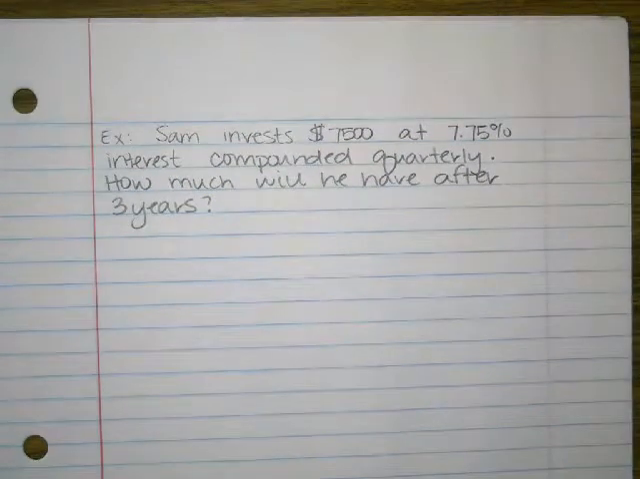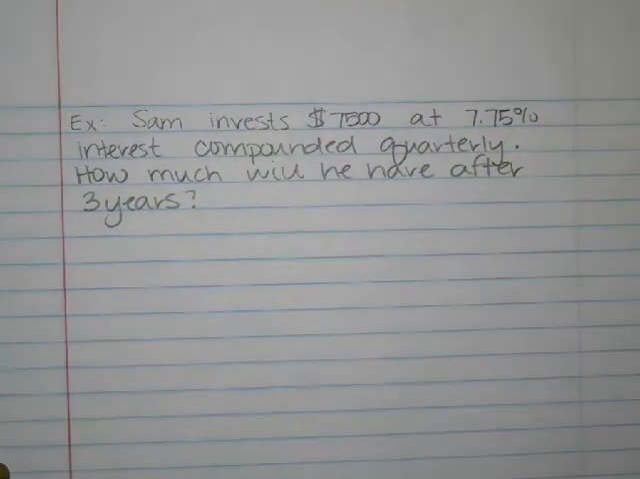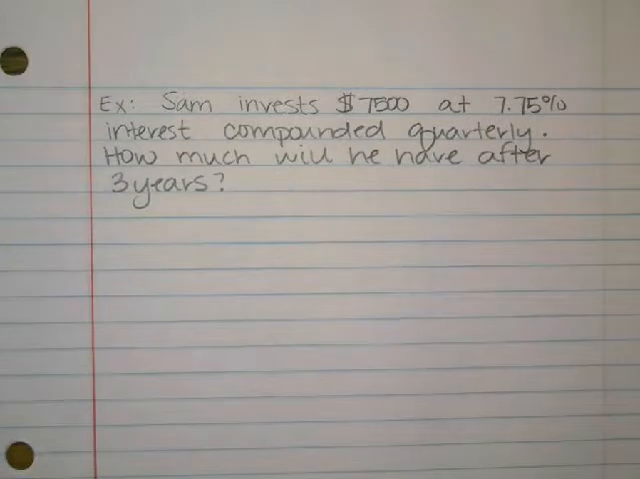It's quiet because everyone's focusing. So Sam invests $7,500 at 7.75% interest, compounded quarterly. How much will he have after 3 years?